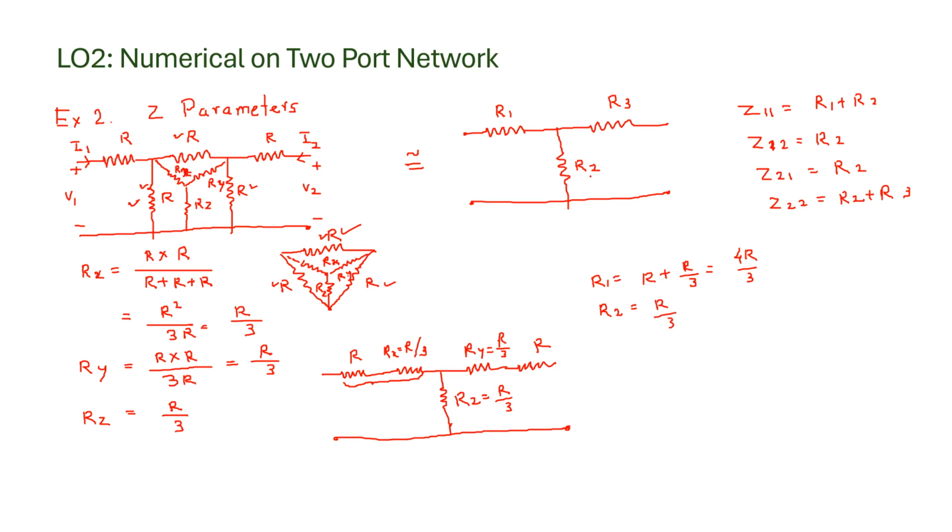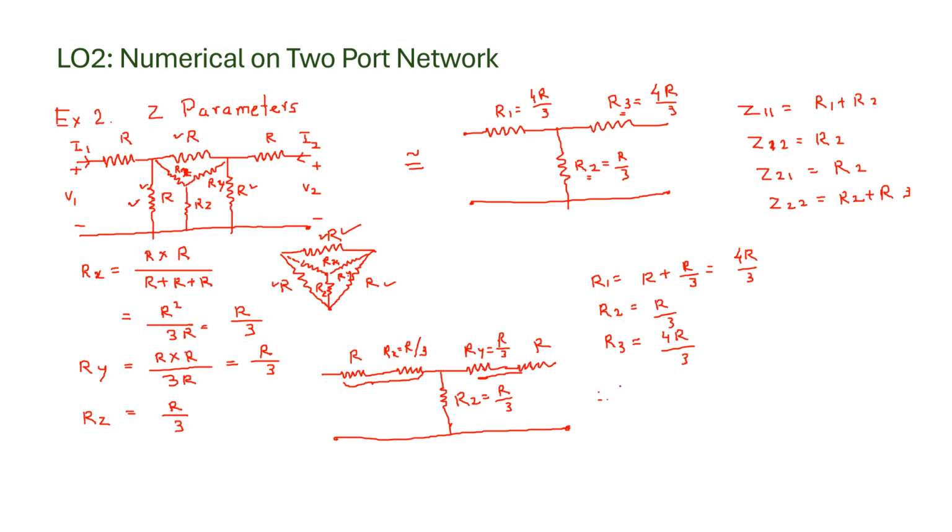Okay, this is the R2 value that I am taking. R2 is R by 3. And what is R3? The R3 value is the sum of these two resistors, so it is again 4R by 3. So once you have these values, now we have to find what the R1 value is. R1 is 4R by 3, R2 is R by 3, R3 is 4R by 3.